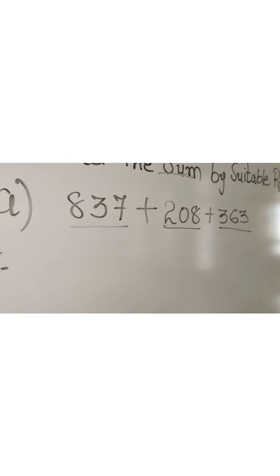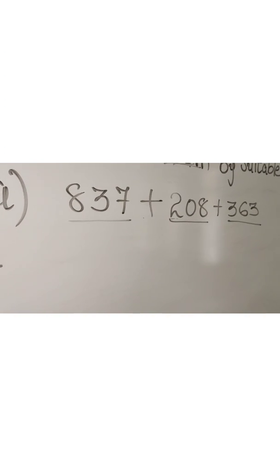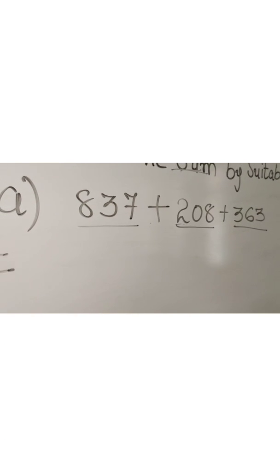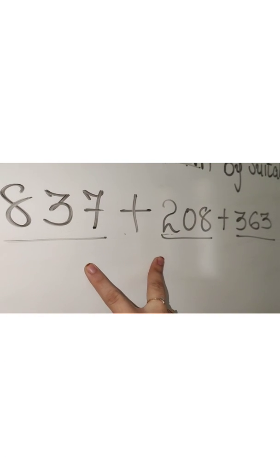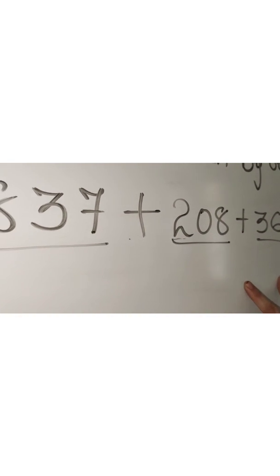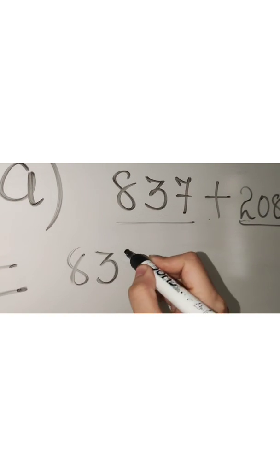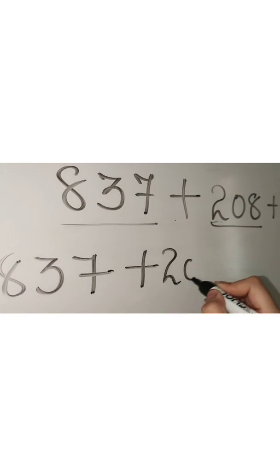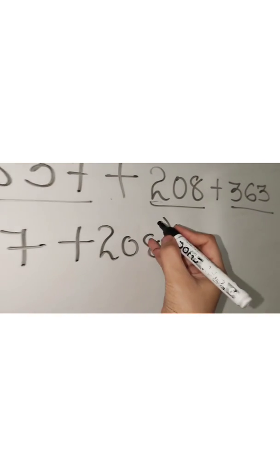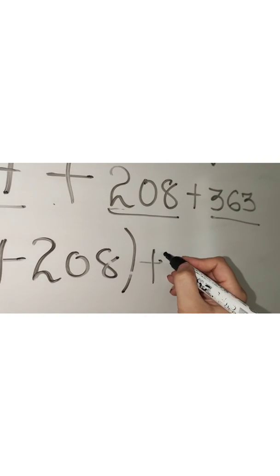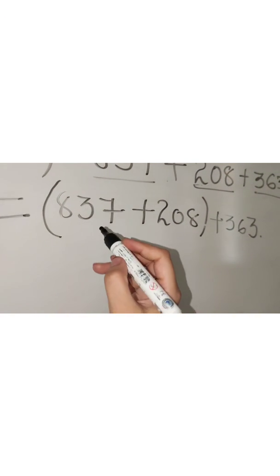So here we know that we can add them in any order. If we will add them in any order, then also the answer will remain same. So let's check this 2 first. Either you can add this 2 or you can add this 2. तो पहले हम इन दोनों को ऐड कर लेते हैं. So 837 plus 208. We will write it in this way. This step is compulsory. Plus this 363 will be as it is. Okay? Now let's add this 2.